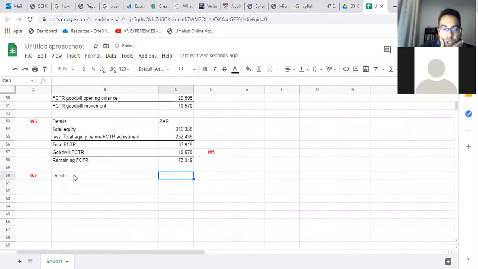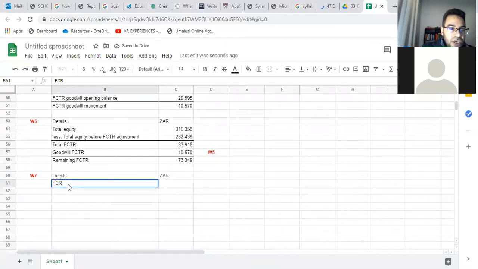The reason why I'm doing this calculation is going to be an important aspect. In an exam, you don't have to do this calculation. You can just kind of highlight the numbers on your working three, on your analysis of equity, and plug it in. I'm just doing this because I want to draw attention to an important concept. Okay, so that is going to be the ZAR. So we want FCTR, goodwill, and we want the remaining FCTR.